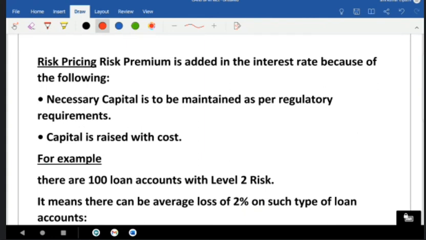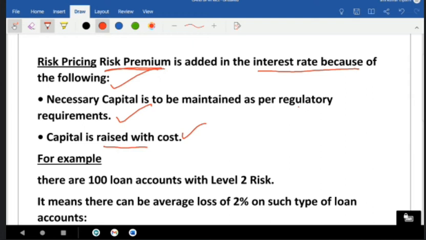Now I'll see how risk pricing is done. Risk pricing is done based on the risk premium, and the premium is added in the interest rate because of the following. Why do we add the risk premium? Necessary capital is to be maintained as per regulatory requirement. From where will we get the capital? Any banking company accumulates the capital from the risk premium because they charge some extra. And capital is raised with a cost, because when you raise capital you have to pay interest to somebody, and that becomes the cost of capital.